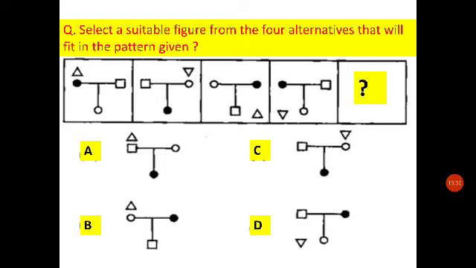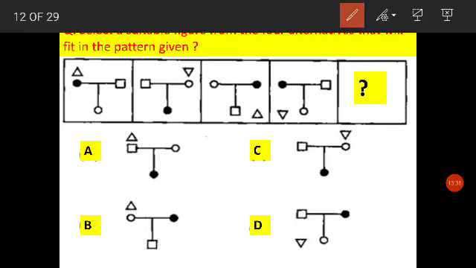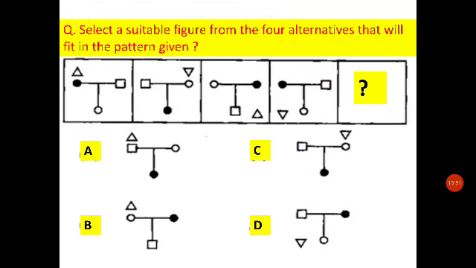Now next question. There's a T, and it has got a black dot, white dot and a square. So we have to find out the figure in the vacant position, and the answer is A.